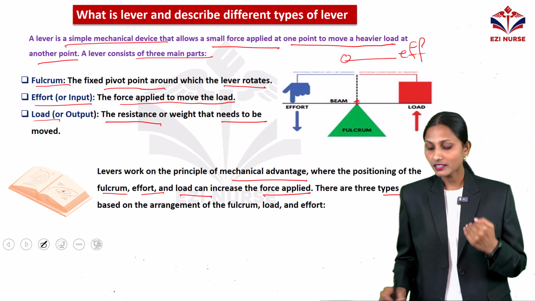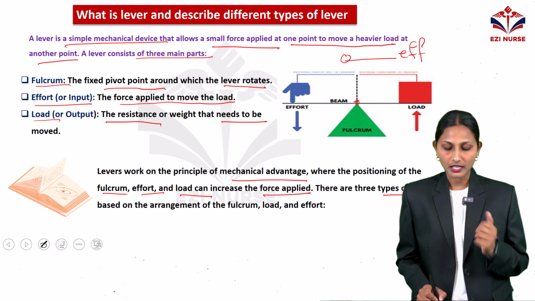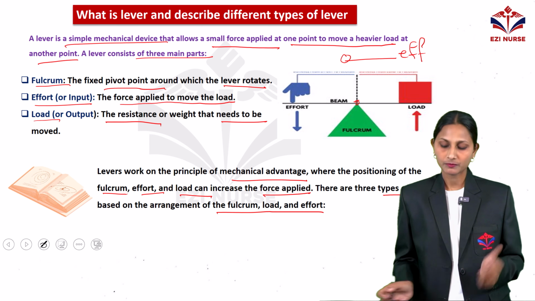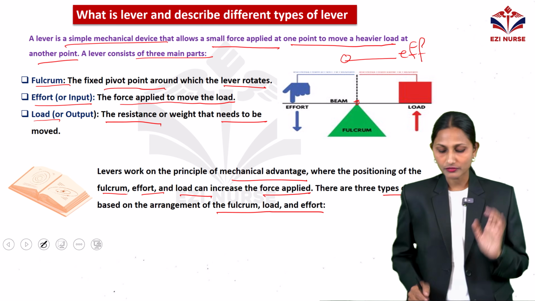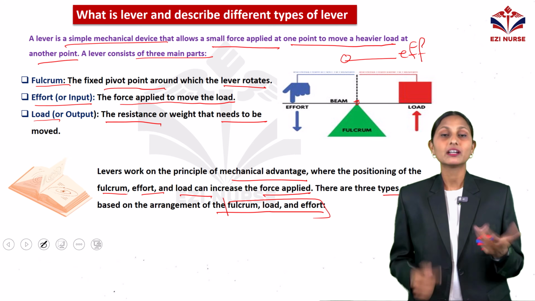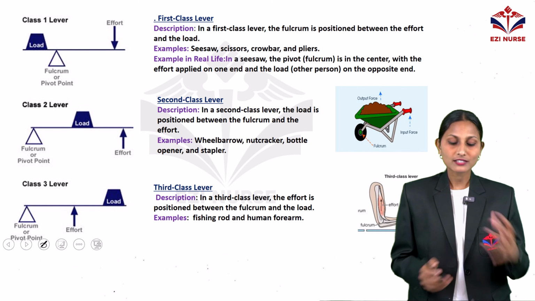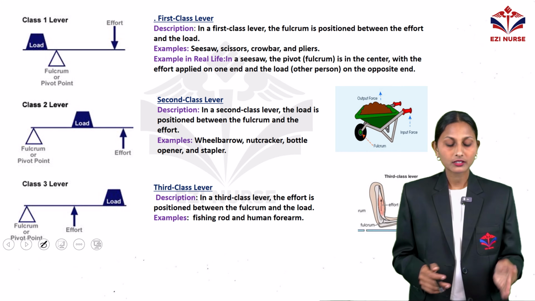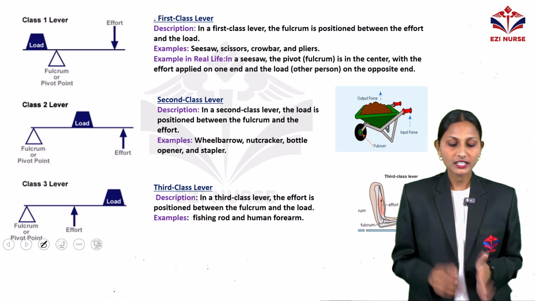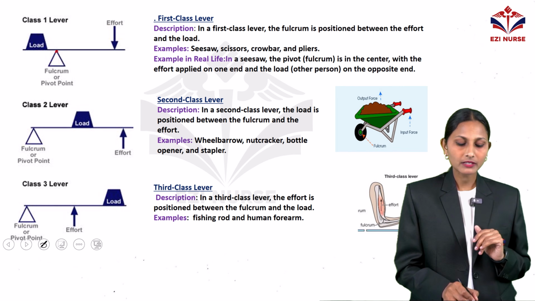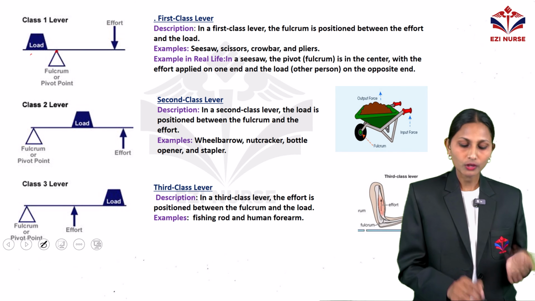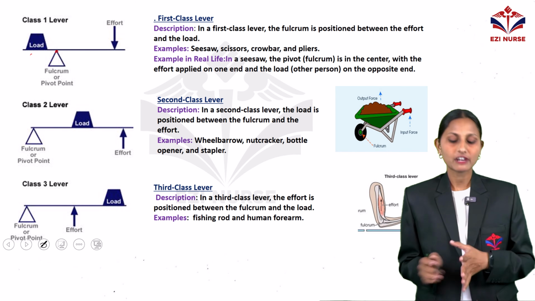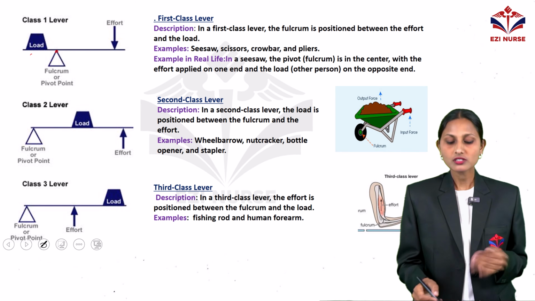And there are three types of levers based on the arrangement of the fulcrum, load and effort. So on the basis of the position of these three things, there will be a type of lever. As you can see in this diagram, the class 1 lever. Here the fulcrum will be in the center, the load will be at one side and the effort will be at the other side. So see the description.